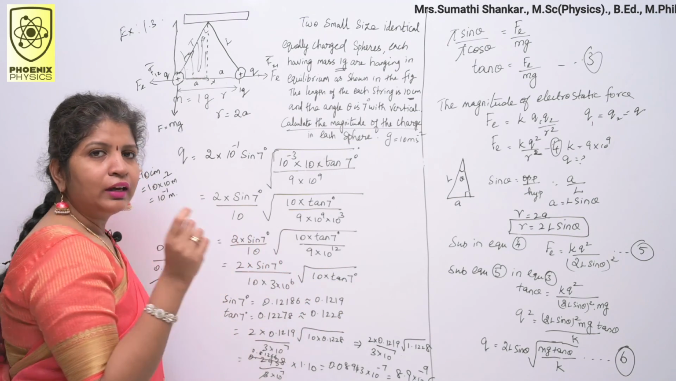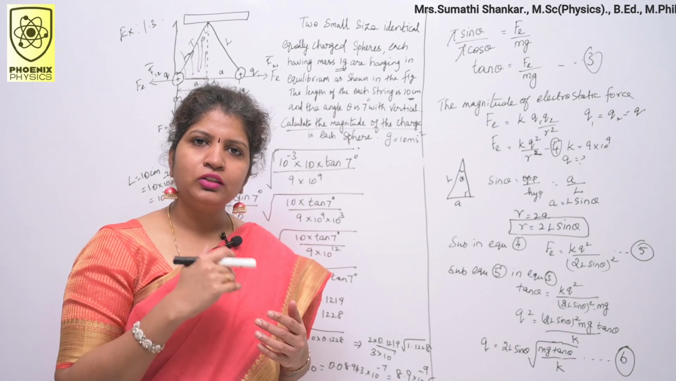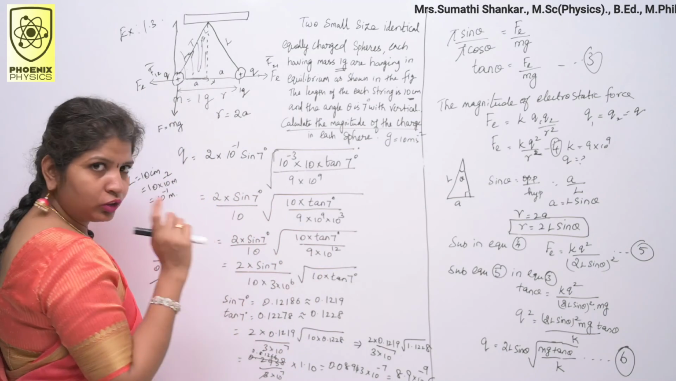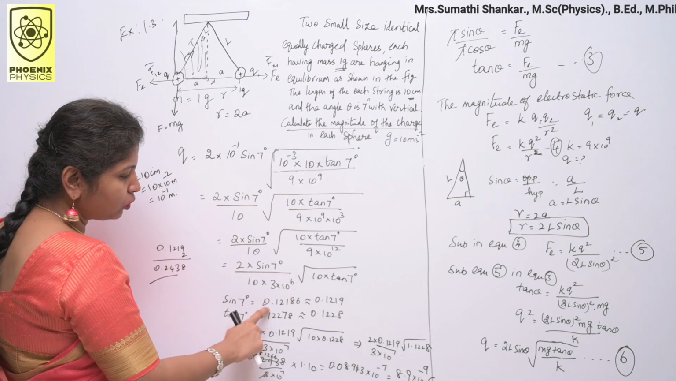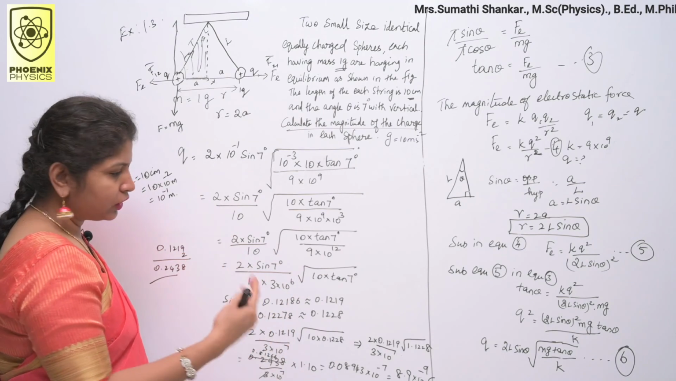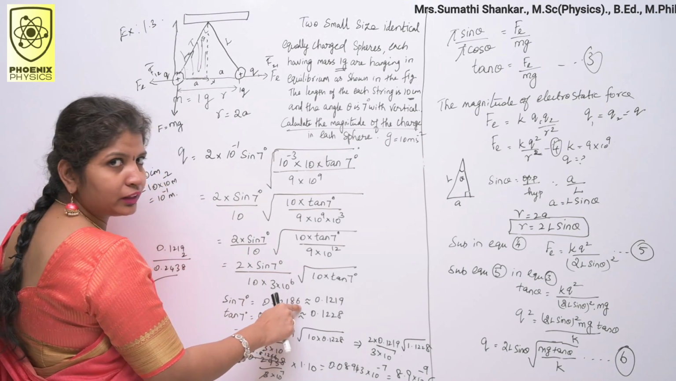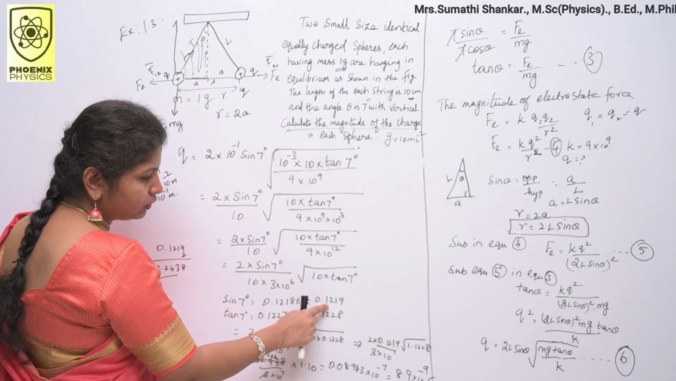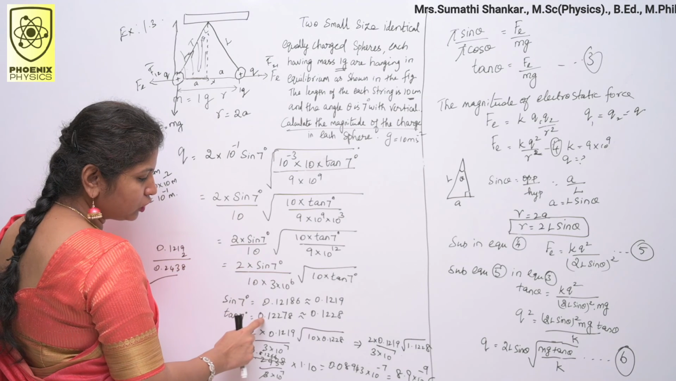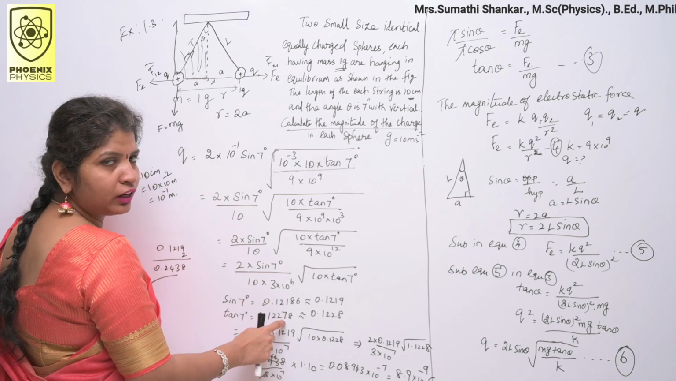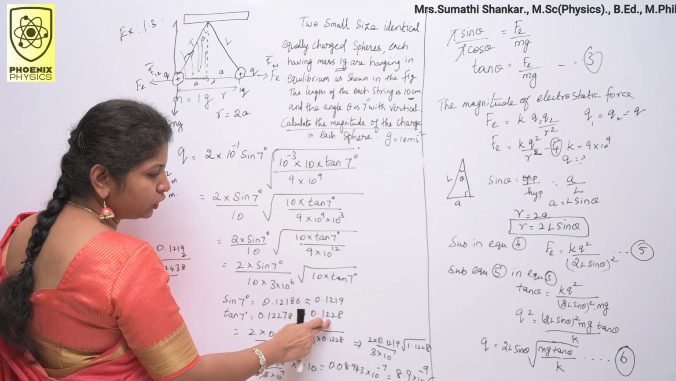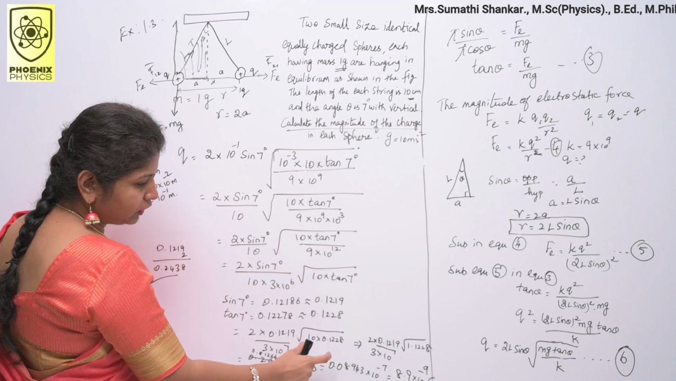In your book, a natural sine and natural tangent table is given, just verify it. According to that table, sine 7 degree is 0.12186. So you round off to 4 figures. This digit is greater than 5, so you can write it like this, 0.1219. Tan 7 degree is 0.12278. So round off to 4 digits, so 0.1228. Substitute the values.